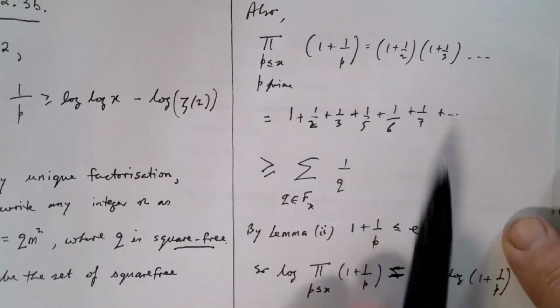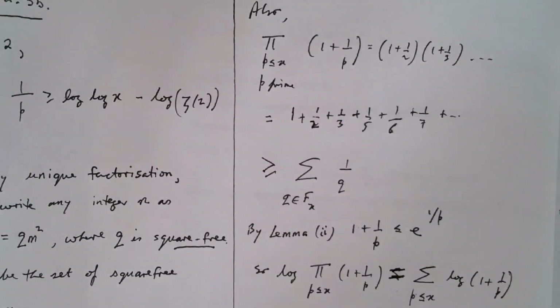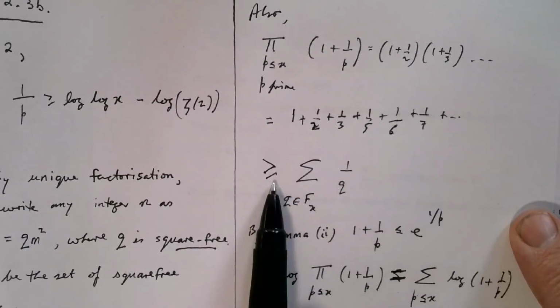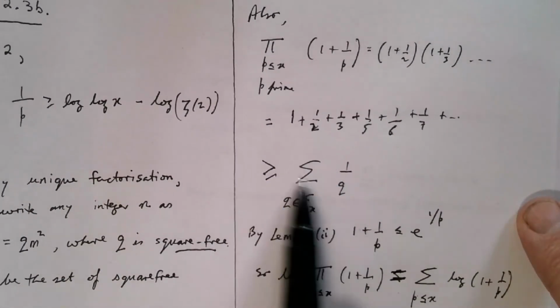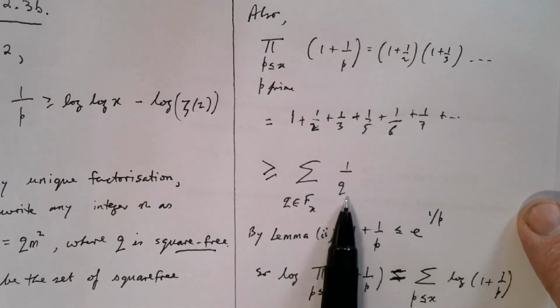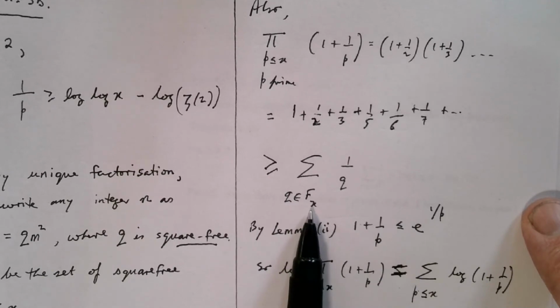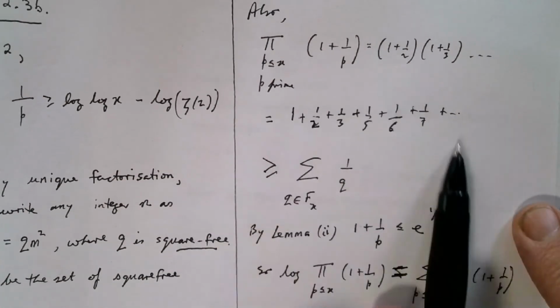And you can see, if you think about it, this is just going to give you square free numbers. So this is going to be bigger or equal to, because you'll get more terms, the sum of 1 over q, where q are the square free numbers less or equal to x. So this Euler product gives you square free denominators.